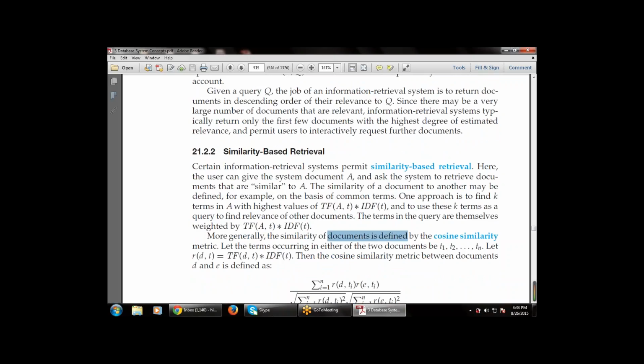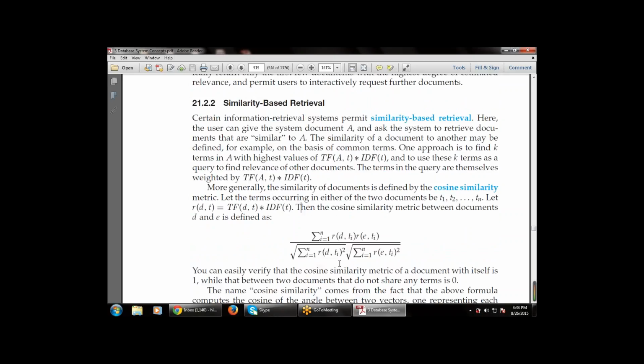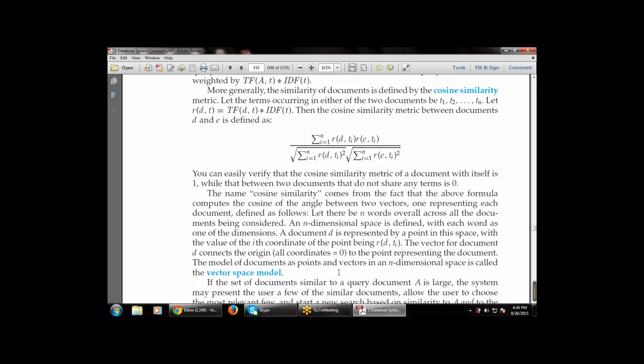More generally, the similarity of documents is defined by the cosine similarity metric. Let the terms occurring in either of the two documents be t1, t2, up to tn. Let r(d,t) be equal to TF(d,t) multiplied by IDF(t). Then the cosine similarity metric between the documents d and d' is defined as follows.